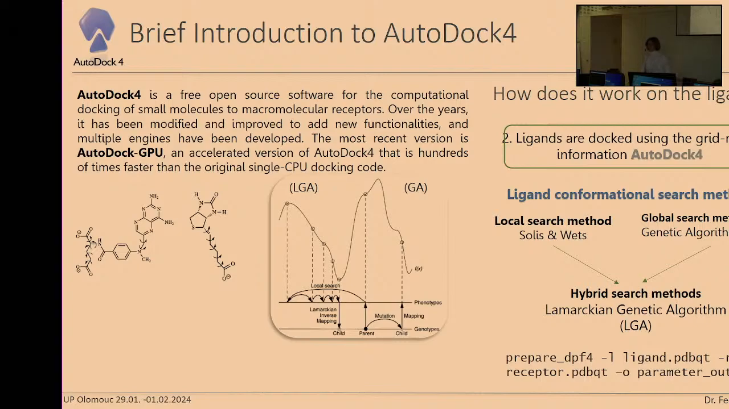How does AutoDock treat the ligand? As I said before, AutoDock is based on genetic algorithms, but in the last version of AutoDock we use an improved version of the conformational search, the Lamarckian genetic algorithm, which is a hybrid search method that derives from the local search method, the Solis and Wets, also known as simulated annealing, and the genetic algorithm, which is the improvement of using the hybrid search method with respect to the genetic algorithm alone.